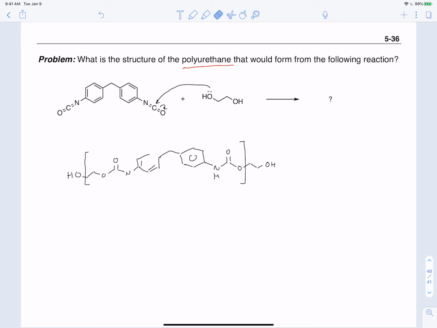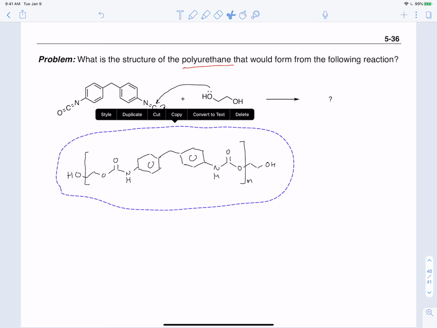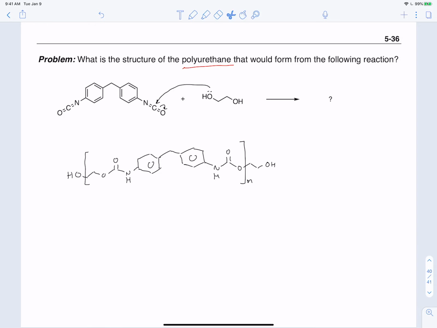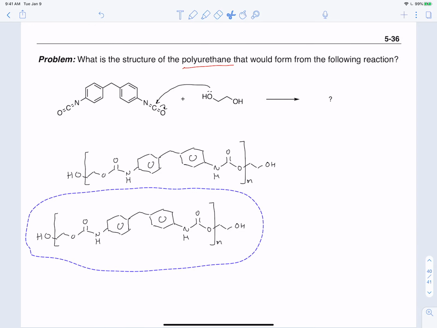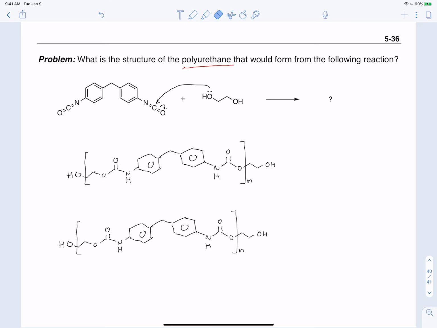I'm going to erase these just to make it a little prettier and consistent with the other side. It's an NH. And we'll put an N down here for the number of repeating units, just to highlight how we can change the structure. We could actually move these brackets around.